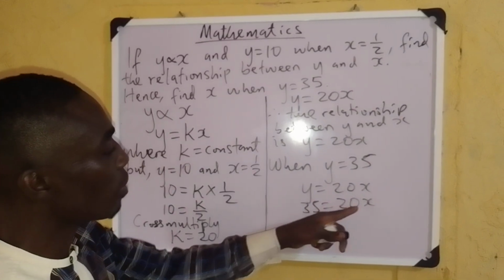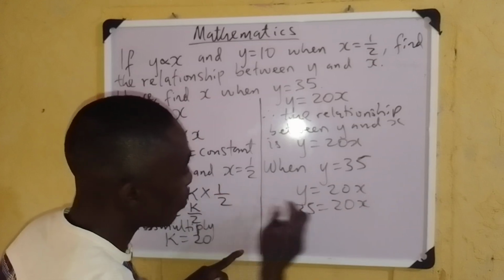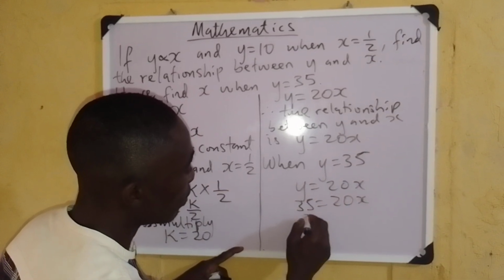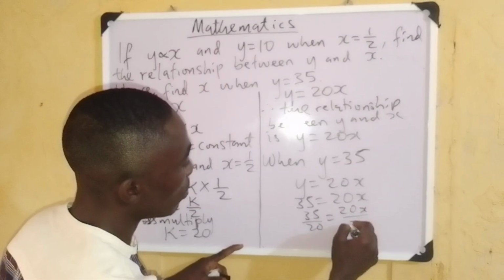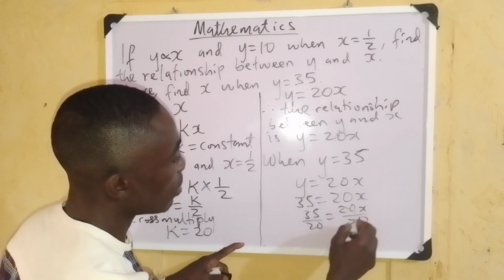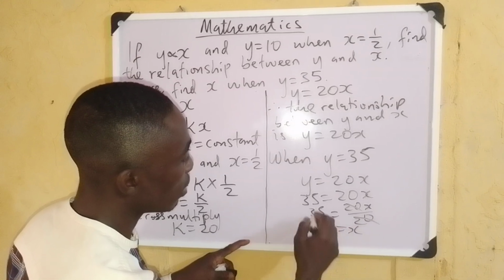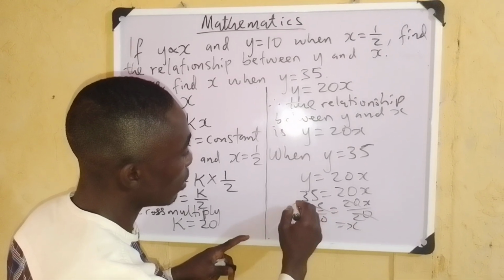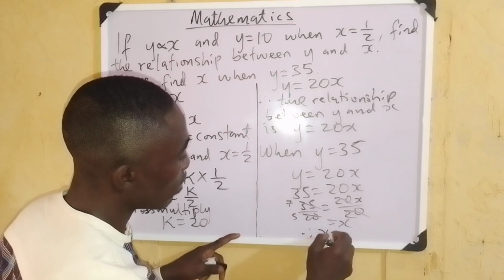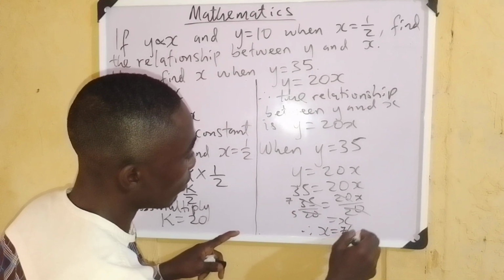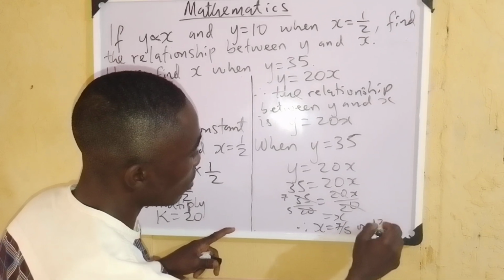So what do you now do to make x the subject of formula? We divide both sides by 20. We have 35 divided by 20 equals 20x divided by 20. 20 cancels 20 to remain x. And 5 into this is 7, 5 into this is 5. So therefore, x is equal to 7 over 5, or 1 whole number 2 over 5.